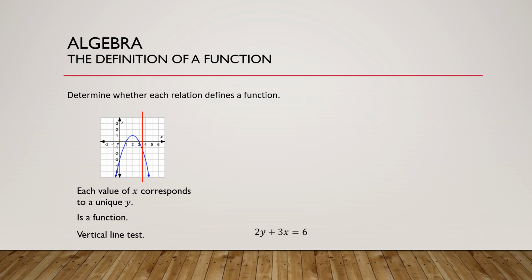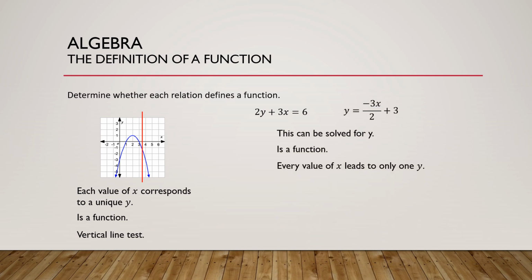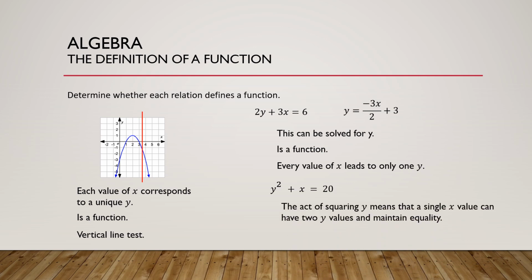Secondly, the equation 2y plus 3x equals 6. This equation can be solved for y. Therefore, it is a function because every value of x leads to only one y. Finally, y squared plus x equals 20. The action of squaring the y term means that a single x can have two y values and still maintain equality. So this is not a function.